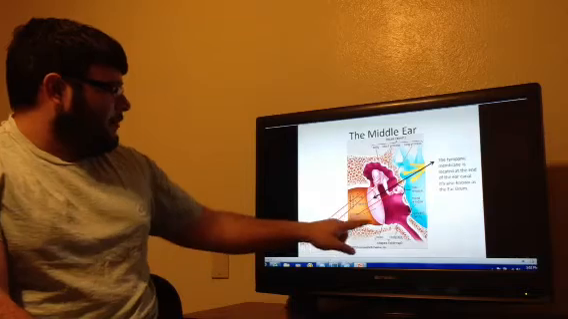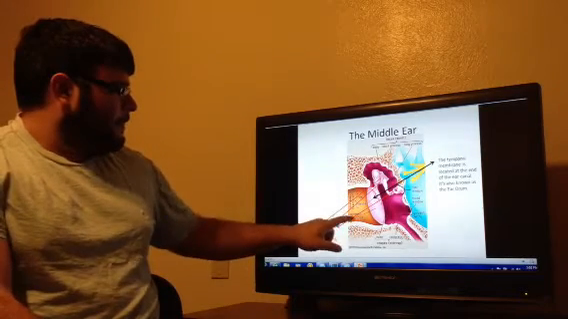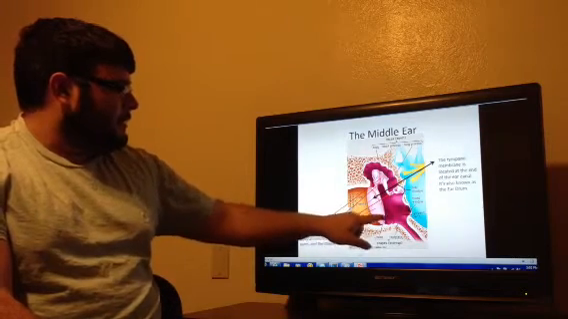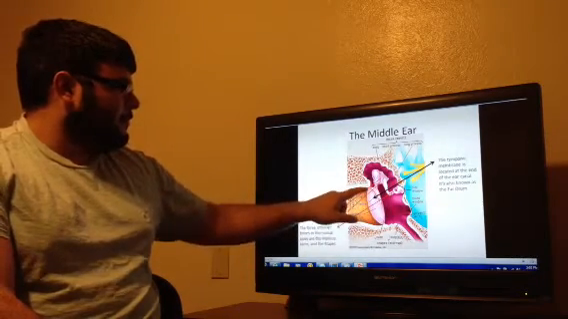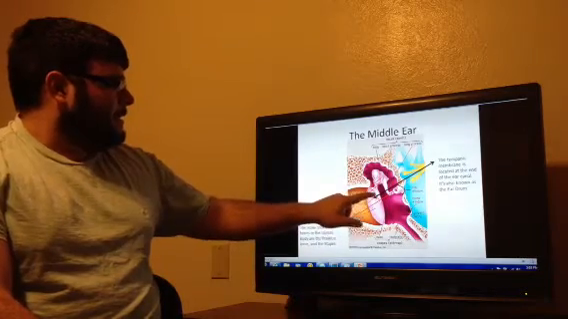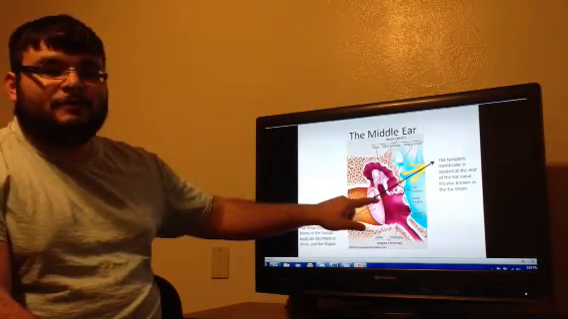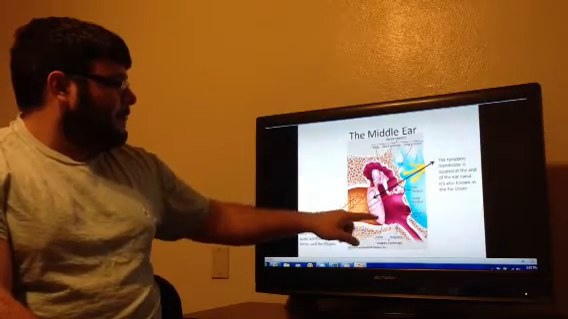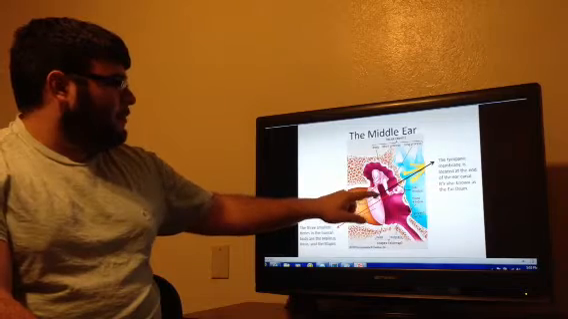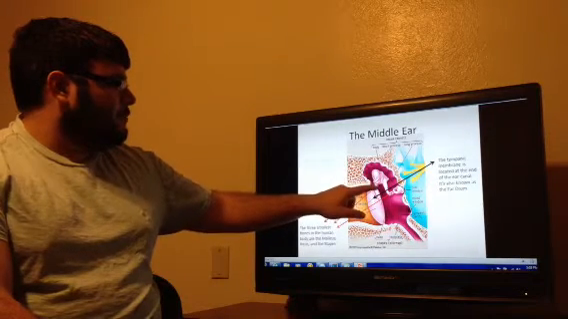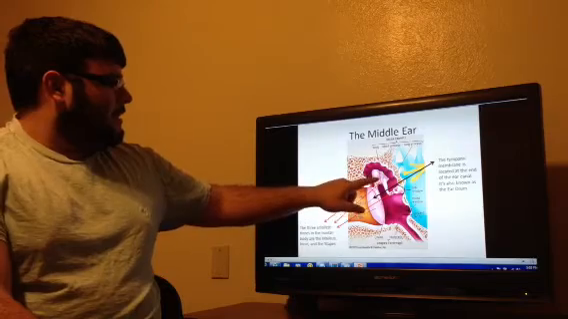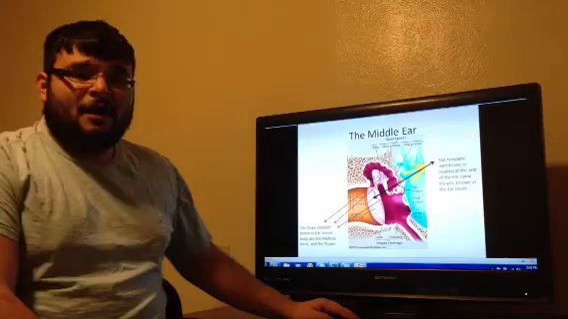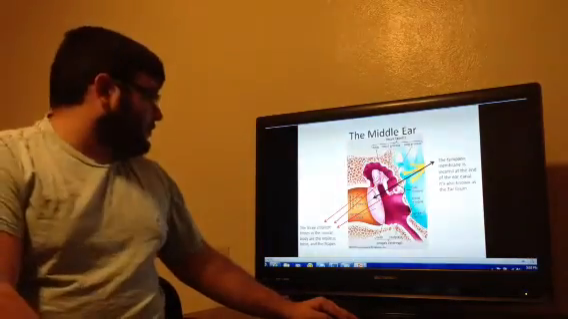You have the ear canal right here, which here is the tympanic membrane, or the eardrum. Here is the malleus bone, the first bone of the ossicular chain. This is the long process of that bone. Here is the short process. And then here is the head of the malleus. The malleus is going to be the largest of the ossicular chain.